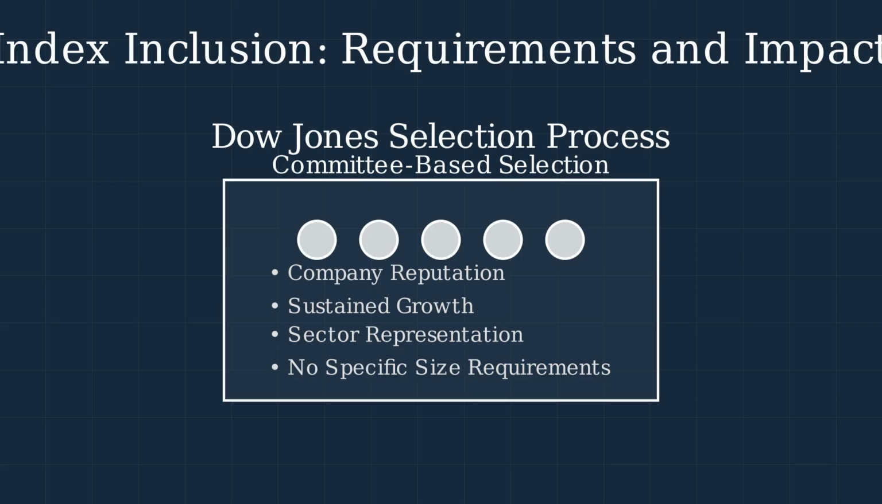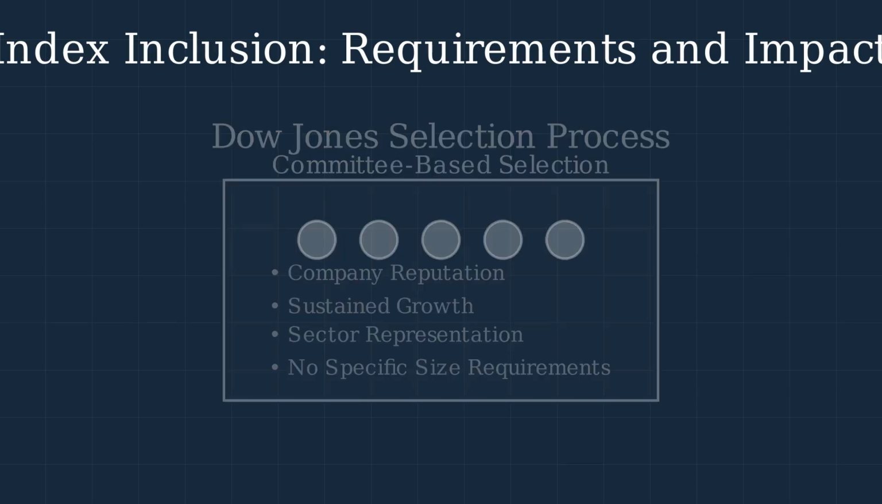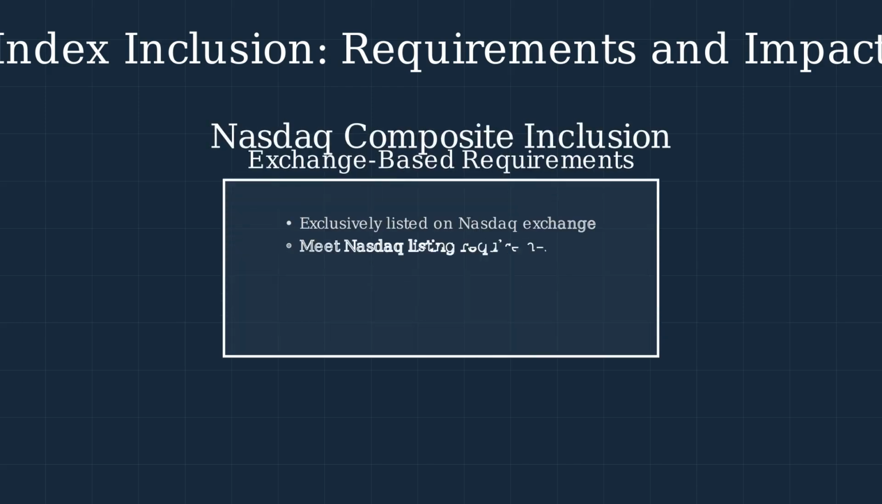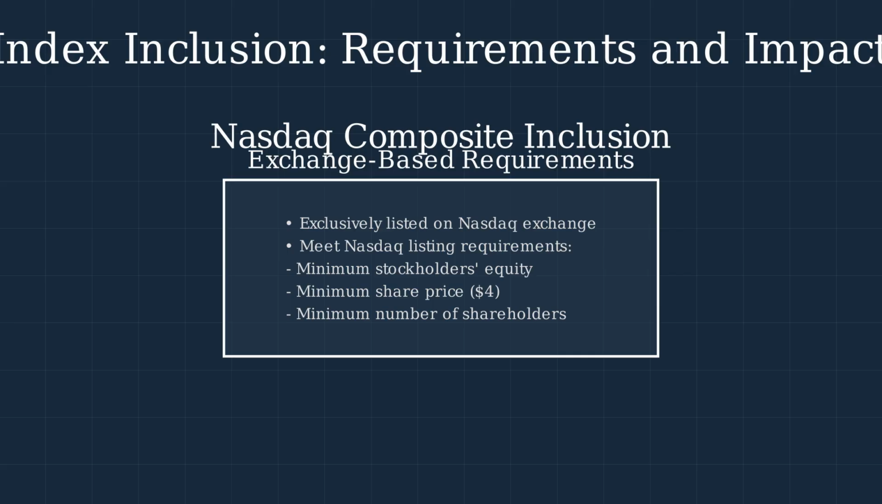Unlike the S&P 500, there are no specific size requirements, though included companies tend to be large cap. Finally, let's examine the Nasdaq Composite Index inclusion requirements. The Nasdaq Composite has simpler inclusion criteria. Companies primarily need to be exclusively listed on the Nasdaq exchange and meet its listing requirements.